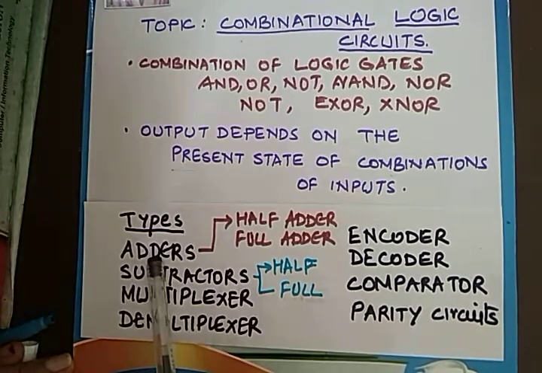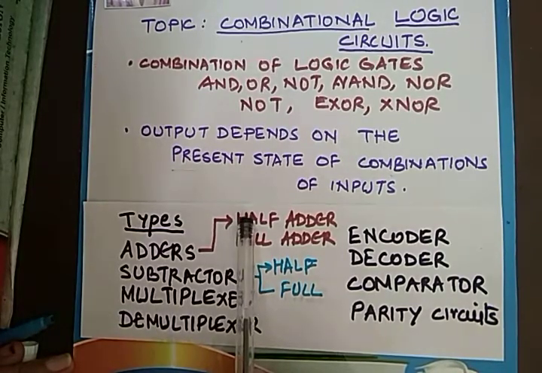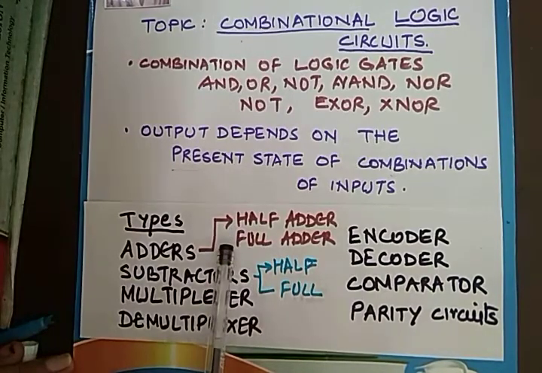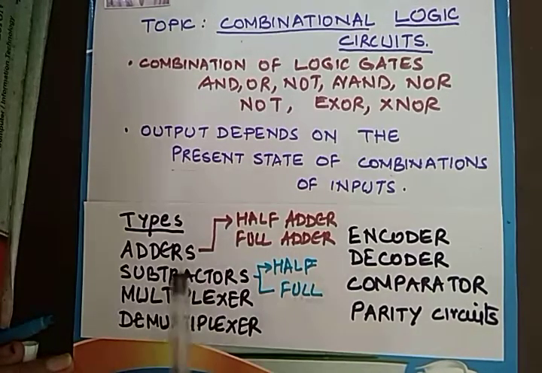The first group of circuits is the adders, which are further divided into two basic adders, the half adder and the full adder. Similarly, the subtractors also have two types, the half subtractor and the full subtractor. In this chapter, we have to study each of these circuits one by one. So let us today start with the first basic circuit, which is the half adder.